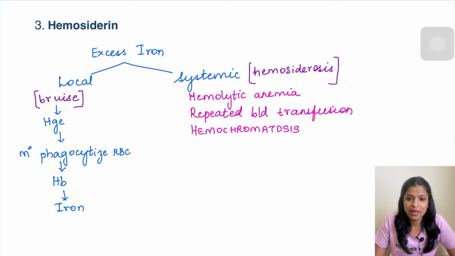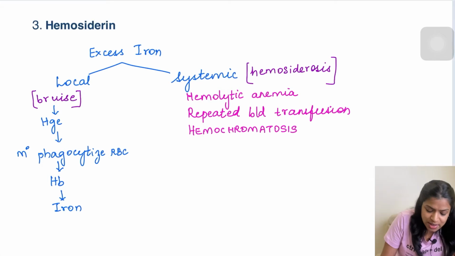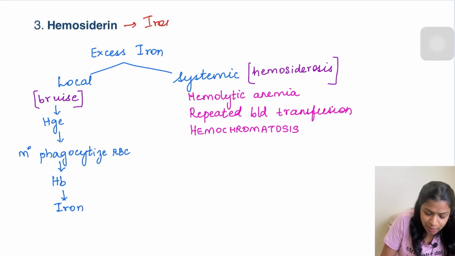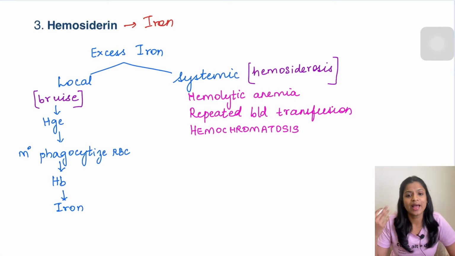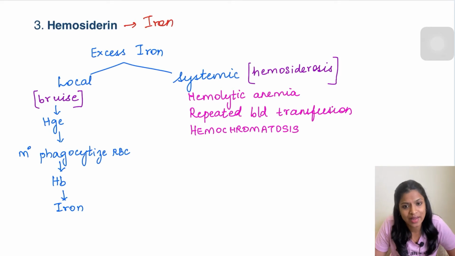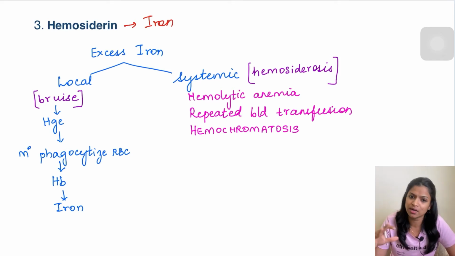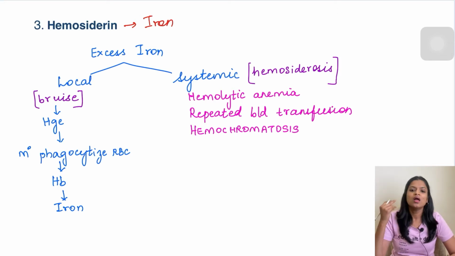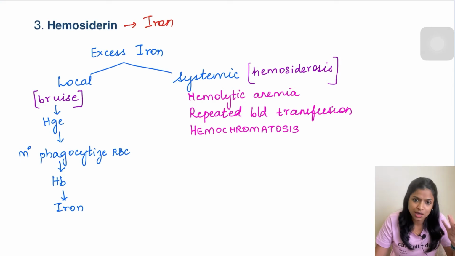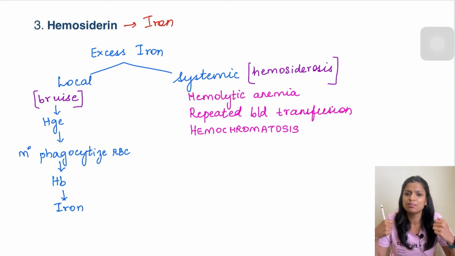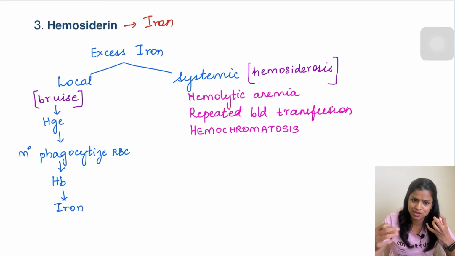So coming to the next pigment, which is hemosiderin. Hemosiderin is nothing but an iron pigment. So in conditions of iron excess, this iron pigment will accumulate in the body. Either it could be a local cause or a systemic cause for this iron excess. We all would have experienced a contusion or a bruise. It is nothing but a blunt trauma. So in a blunt trauma, what happens? The blood vessels, the capillaries get damaged, so the RBCs will get extravasated.